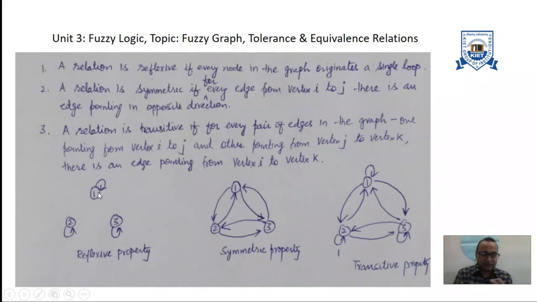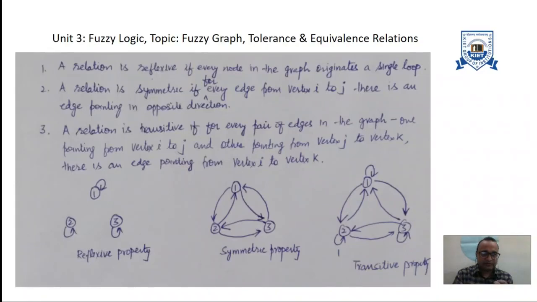We have three different nodes in the fuzzy graph, and they all have a single loop. It means element x1 is connected to element x1. We cannot say that element x1 has no connection with x1. If it is so, it means reflexive. If it is not so, it means the reflexive property does not hold. So to satisfy the reflexive property, each and every element of a set of a fuzzy relation must have a relationship with the same element.